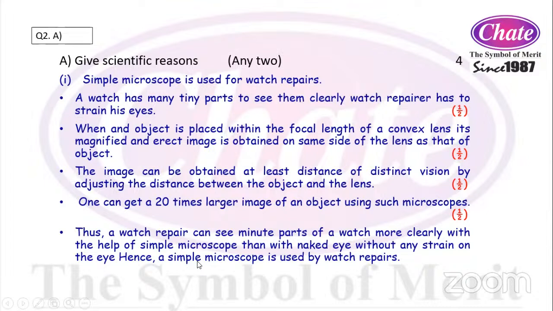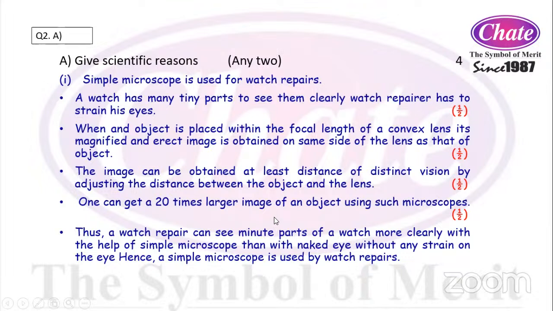Hence, a simple microscope is used by watch repairers. So remember here, you have to write down the necessity for using a convex lens, because the parts are tiny, and that produces stress. To relieve that, we need a lens that will provide us a magnified erect image. That is why we use the convex lens.